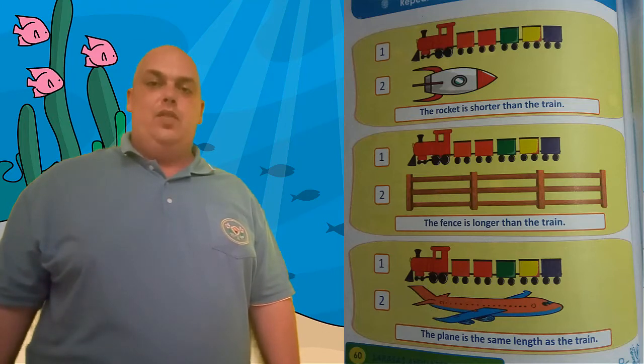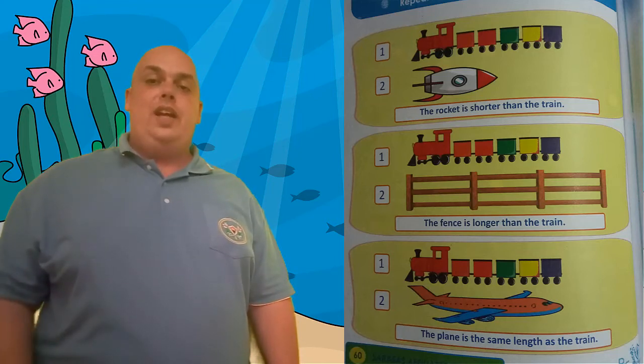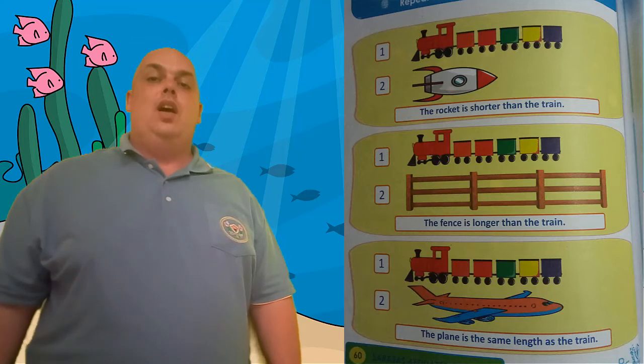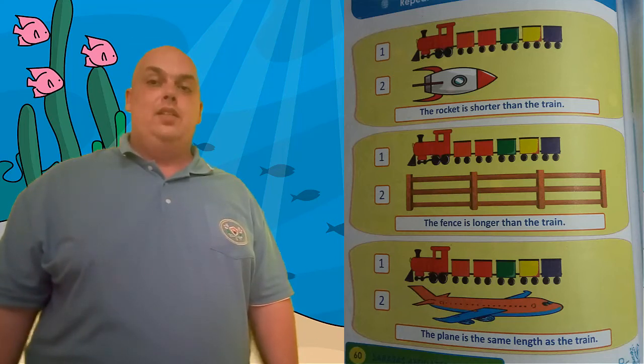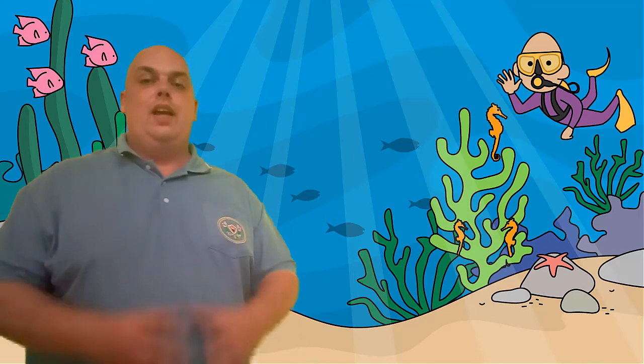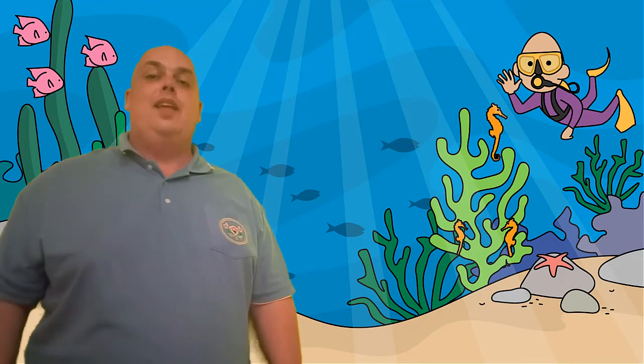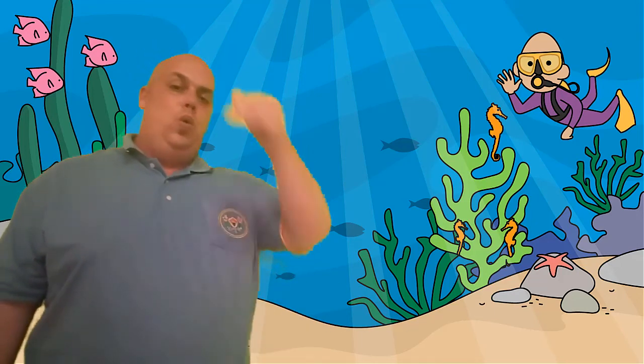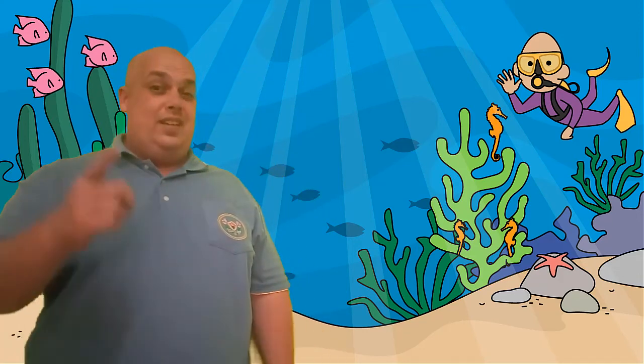The airplane, repeat after me. The airplane is the same length as the train. And one more time. The airplane is the same length as the train. All right, now the whole sentence in one go. The airplane is the same length as the train. Whoo! That was a difficult sentence. Did you do it? Okay, good job.